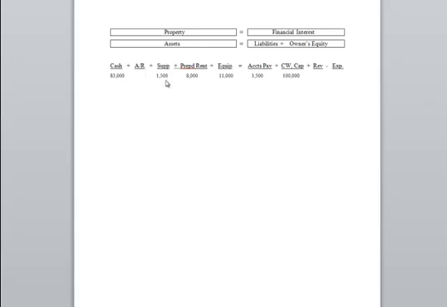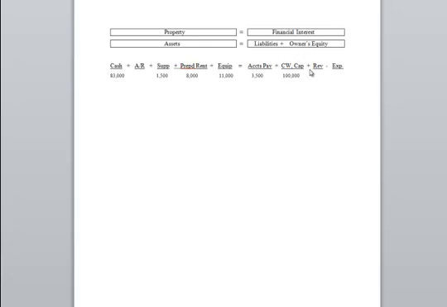We still have supplies worth $1,500, prepaid rent of $8,000, and equipment of $11,000. So those are our assets, the property that we own. We still have accounts payable that has a balance of $3,500. This is the money that we owe because we've charged some things. $3,500. The owner is still worth $100,000, Carolyn Wells Capital.